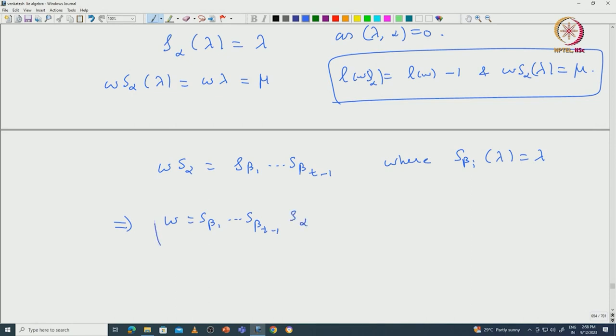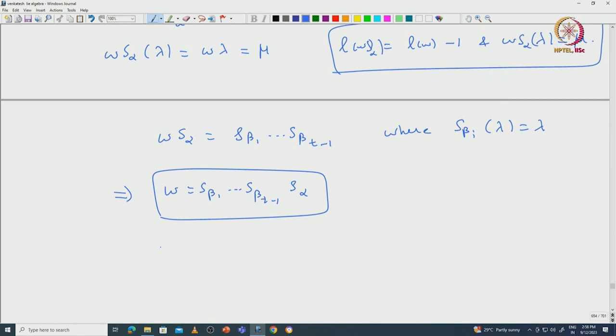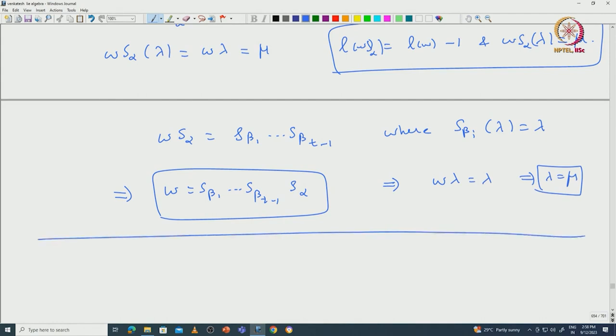So this proves W can be written as S beta 1 etcetera S beta T minus 1 times S alpha. This is a reduced expression as the length of W is exactly T. Each simple reflection that appears in this reduced expression fixes lambda, so that forces W lambda to be lambda, and that forces lambda to be equal to mu. So this proves that each vector lambda in E is W conjugate to precisely one element inside this C pi bar. In particular, C pi bar is indeed a fundamental domain for the action of W on capital E.